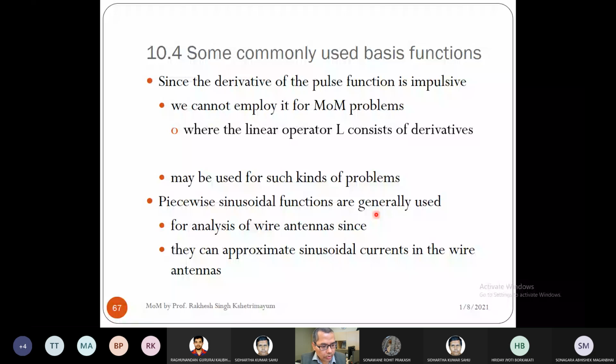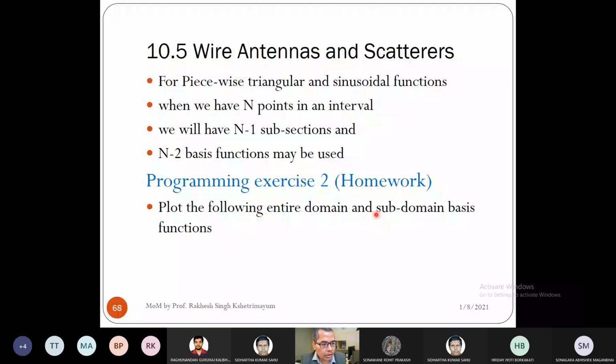Okay. So in order to familiarize yourself with the basis function, I have given some assignment here. This is the second assignment. Just before that, we have this piecewise triangular and sinusoidal basis function. Now let's say you have a wire, you subsection it into n points. How many subsections you will have? N minus 1 subsections. But now you are considering the overlapping case. No?